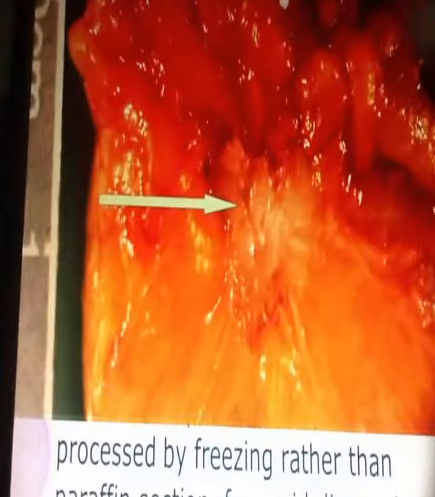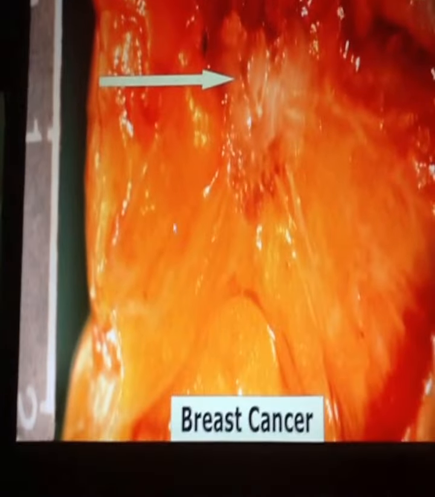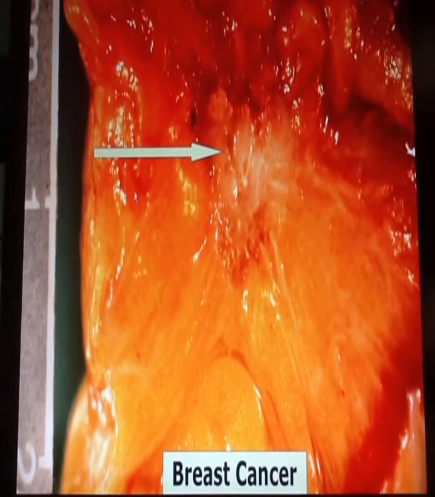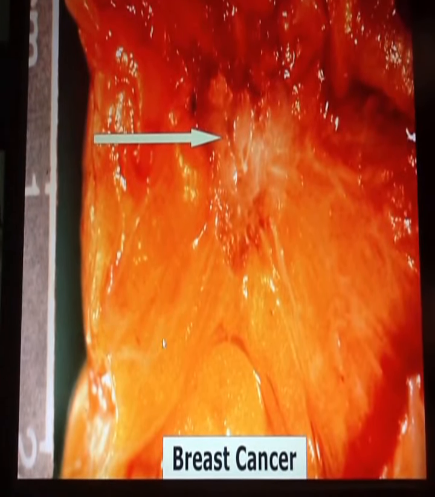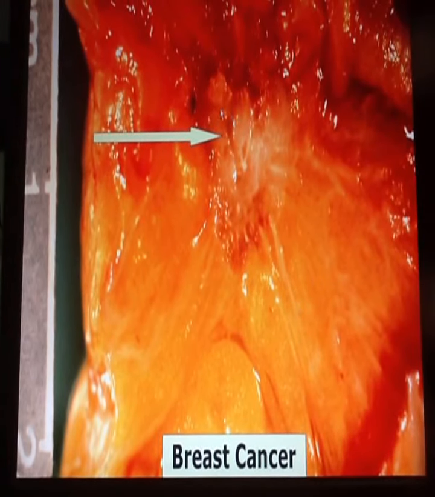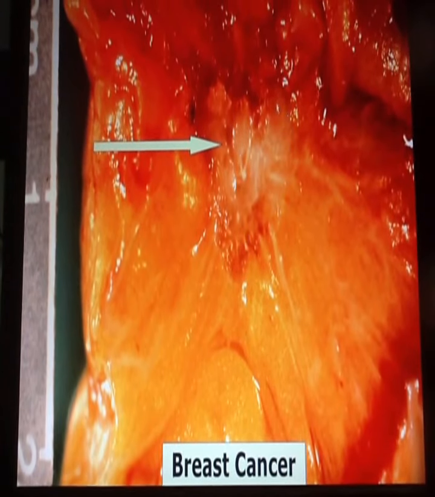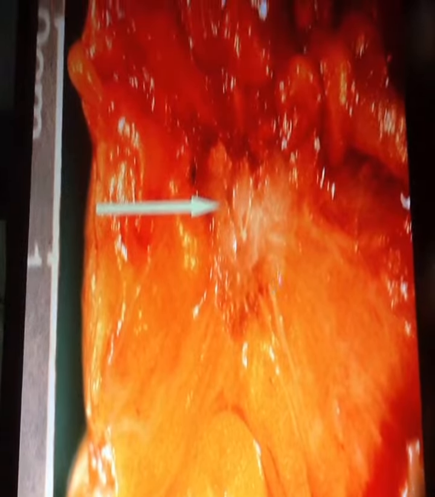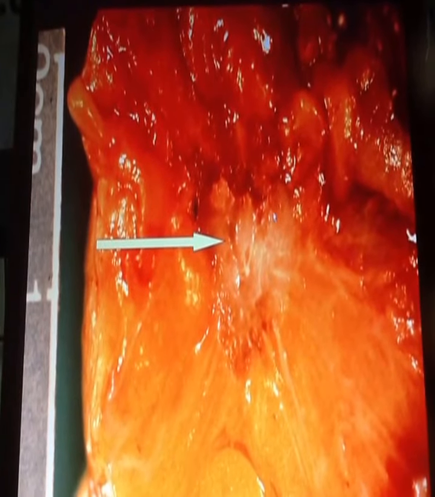This is the tissue sent after the operation. And here you can notice the yellowish area, which is normal fatty tissue found in the breast, and in between you might see those ductal elements, or might be fibrosis. Never mind. In the center here we have this dense area, irregular in shape, and infiltrating into the fat. So this is breast cancer. It's not a benign lesion.